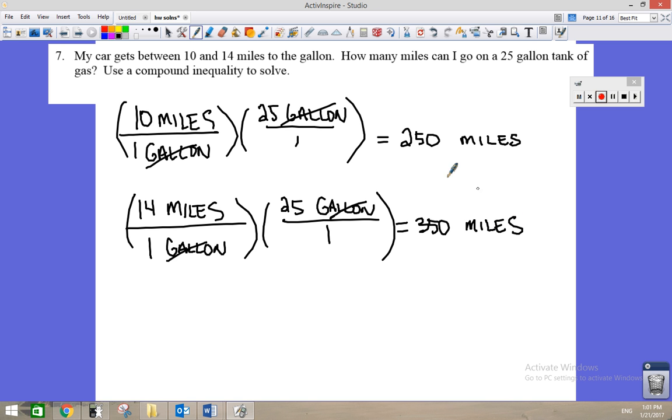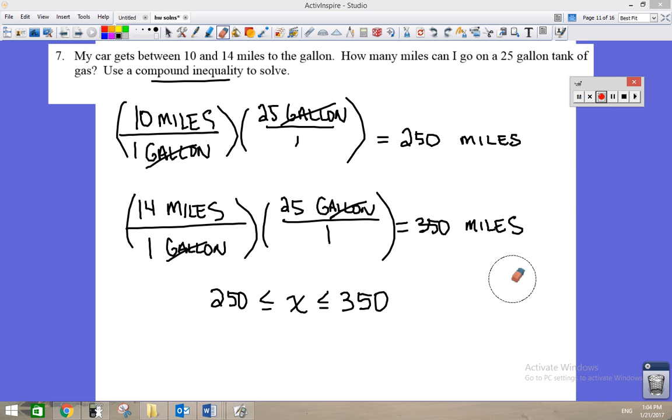So it wanted us to write a compound inequality to solve. Actually, I just solved it by looking at the min and the max. So 250 is less than or equal to x, if x is my distance traveled, and 350. So let's see if I had set that up. Well, I think that's the easiest way to do that. Let me think about it. I'll come back to you.